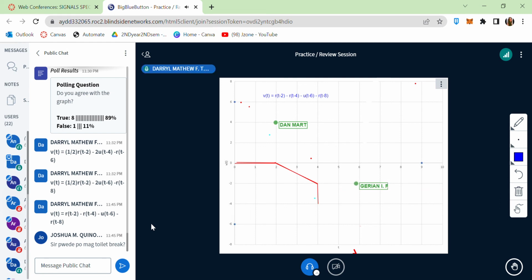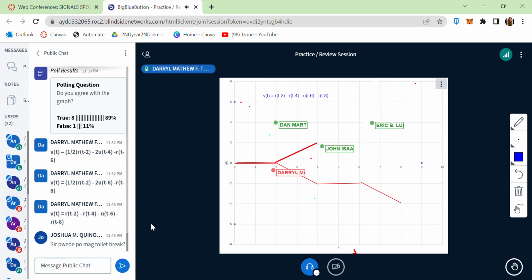Pwede naman. Your classmates can continue with what you have. So I have to start asking, bakit lumiko na tayo pababa at t equals 2? Walang minus sign yung r of t minus 2 natin. So, something's up. Tama yung idea nyo na mag-flatten, pero yung progression kung bakit siya nag-flatten is yes.